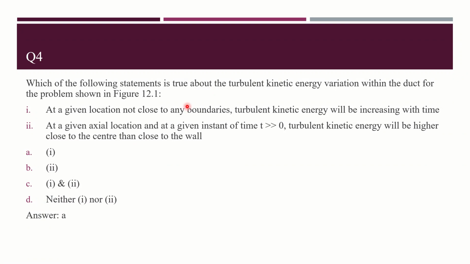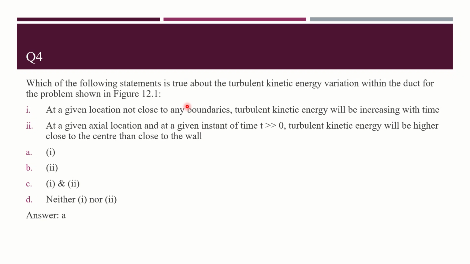Okay, so we are now given two statements. The first statement says that at a given location not close to any boundaries, turbulent kinetic energy will be increasing with time. This is true because when we are dealing with walls, there will be many other factors coming into play. But in the question, it was mentioned that the velocity is uniform across the plane, but it was varying or increasing with time.